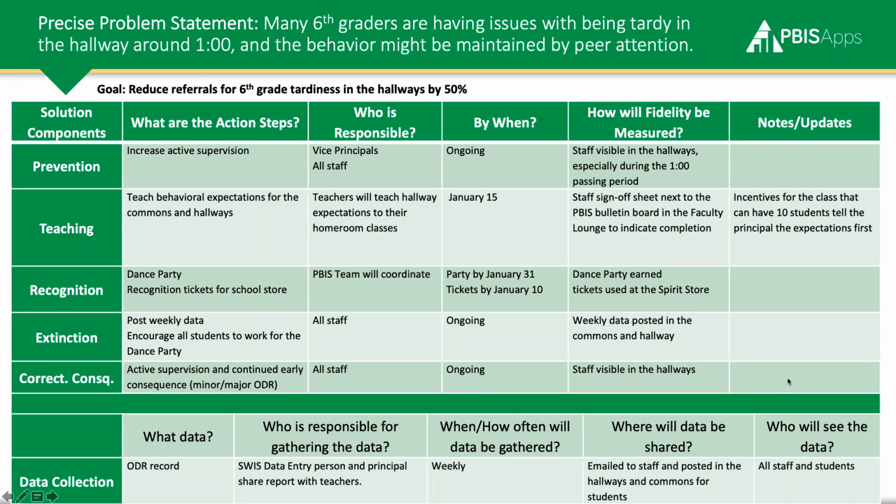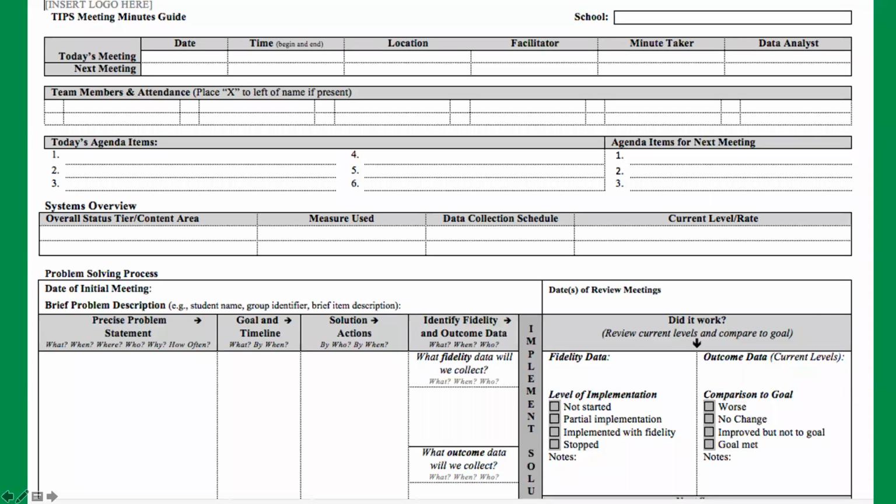And then any additional notes or updates, and then data. What data are we going to collect? What data will we collect and look at in a month, if that's our timeline, with our goal to know that things are better? So it's just really making sure that we flesh out our action plan to include who's going to do what, by when, in what time frame, how are we measuring our fidelity, and what outcome data are we looking at?